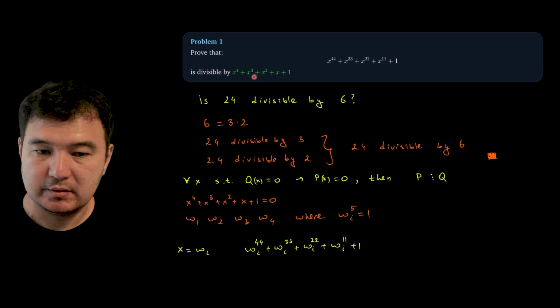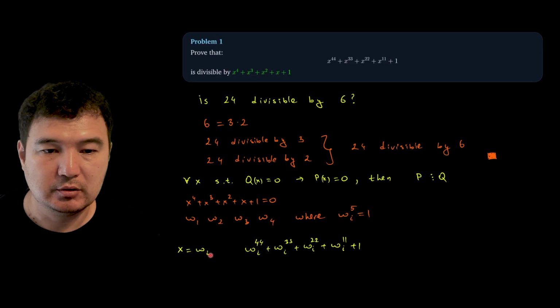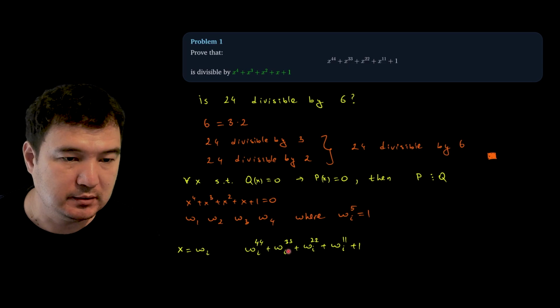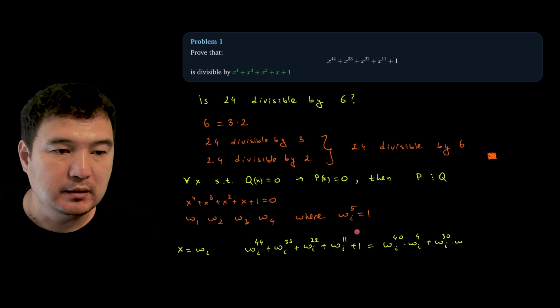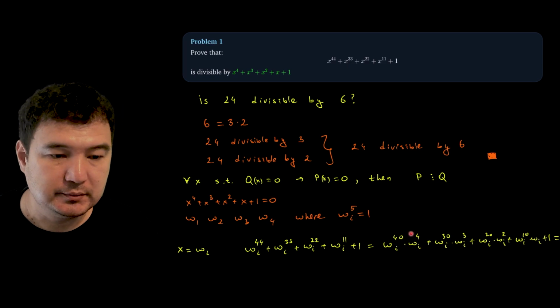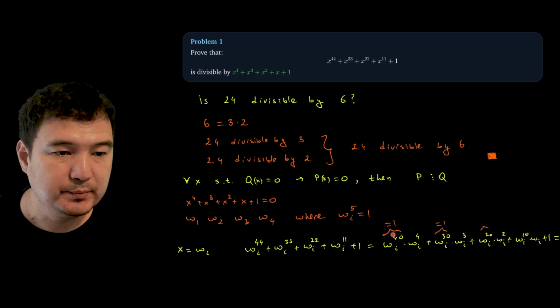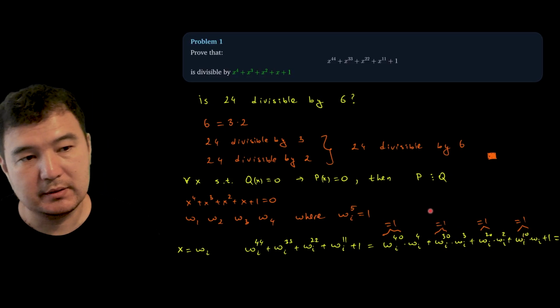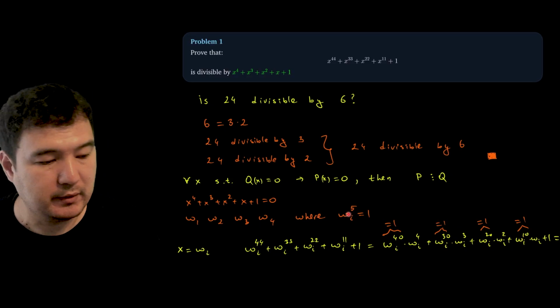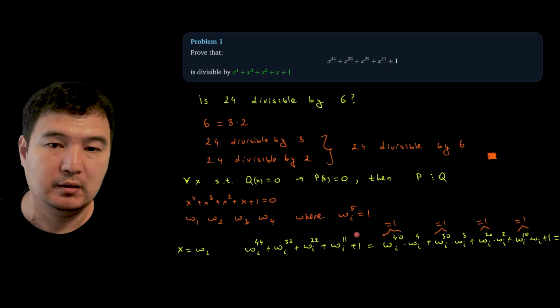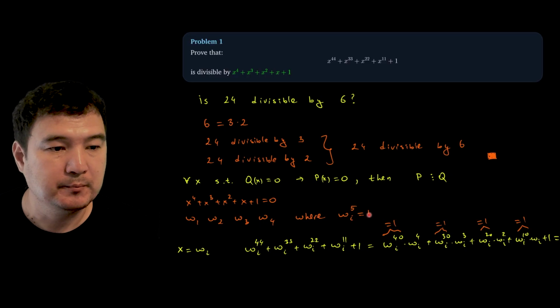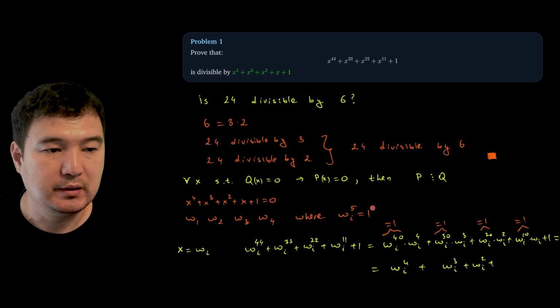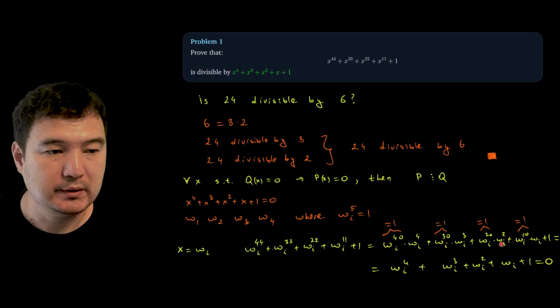So you can just set x equal to omega i in the general case and plug it in. Then I'm going to rewrite it as follows. Because omega to the power of 40, 30, 20, 10 are all equal to 1, since each is a multiple of 5 and omega^5 is 1, this expression simplifies to the following, removing the ones.